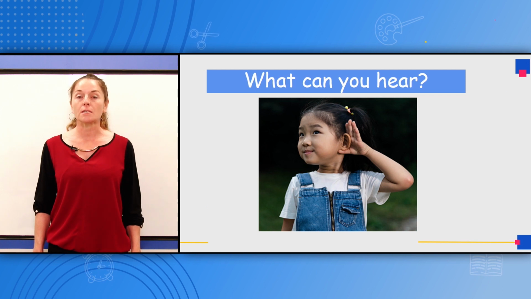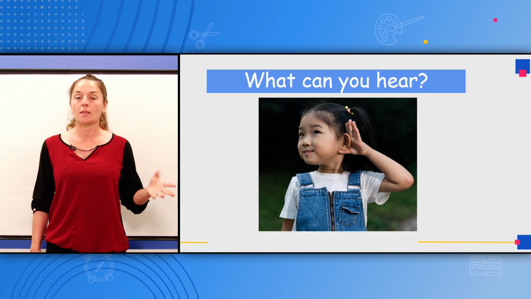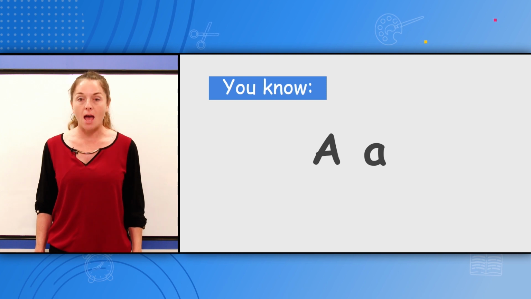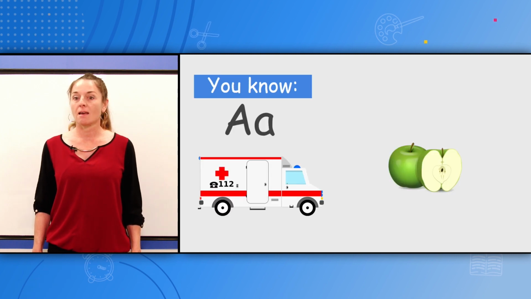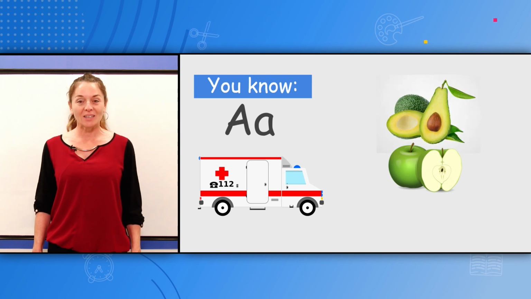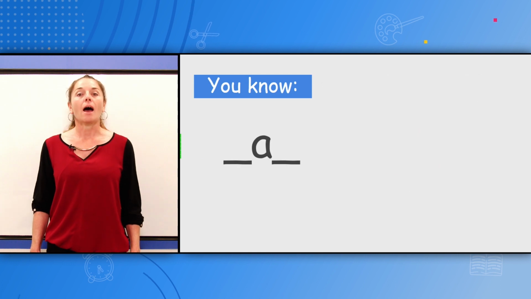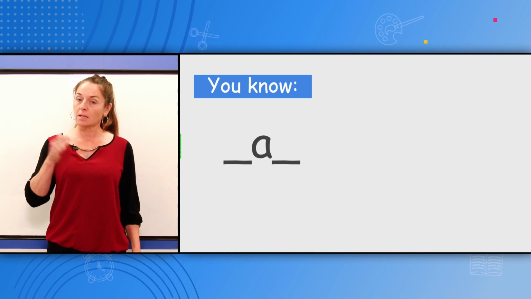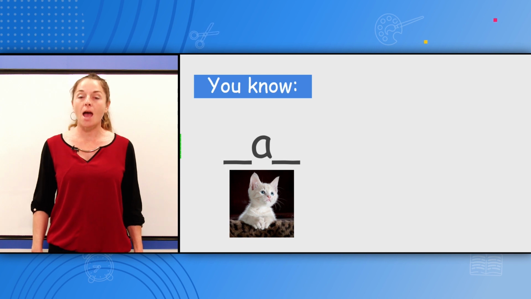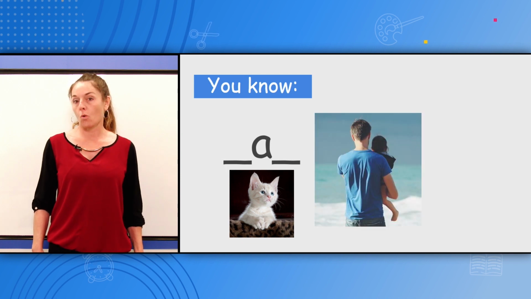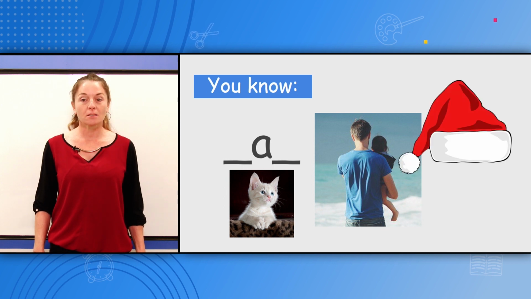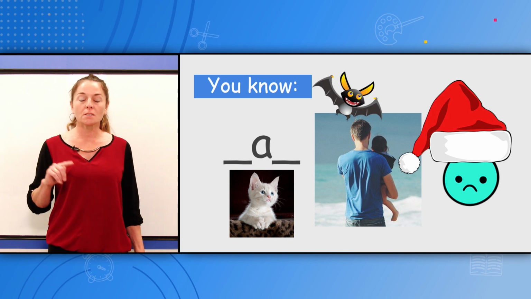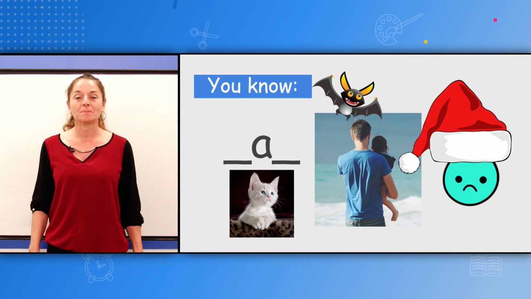We need, for our new sound, two sounds that you know already. The sound A. The letter A, the sound A. A for ambulance, apple, avocado, astronaut. A can come in the middle of a word, okay? Not just at the end, in the middle. Like cat, like dad or man. Hat, like sad, and like bat. All of these words have the sound A in the middle.